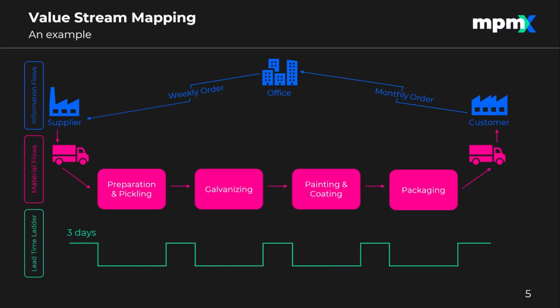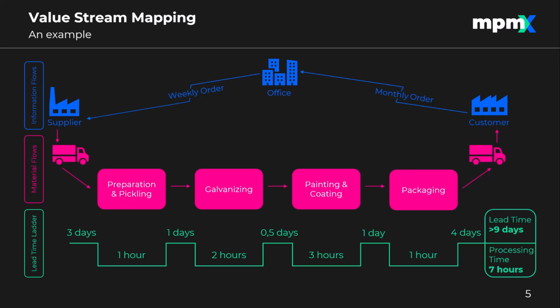So first of all, the product comes in our warehouse. Of course, we want to make sure that we always have enough stock, but the product is sitting around there for 3 days before the first actual value adding process step, the preparation and pickling, is done. The preparation and pickling takes an hour. It sits around there for another day until it goes to the galvanizing, which takes 2 hours, and so on. So this is our lead time ladder, and we can see that there's some value adding time, but also non-value adding time where the product is just sitting around there between those production steps.